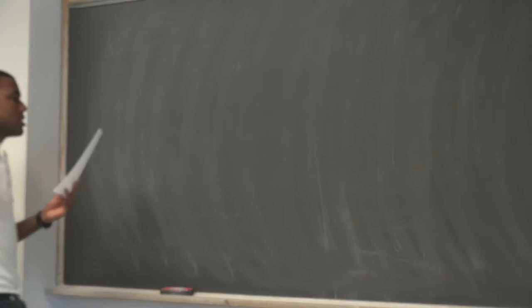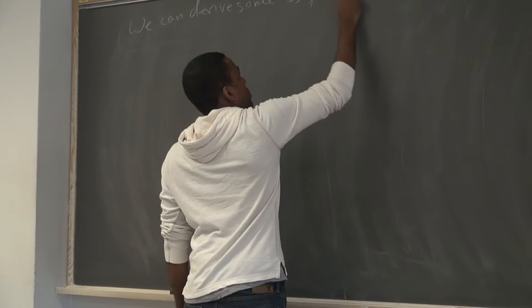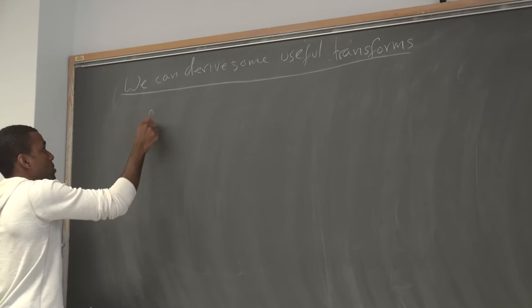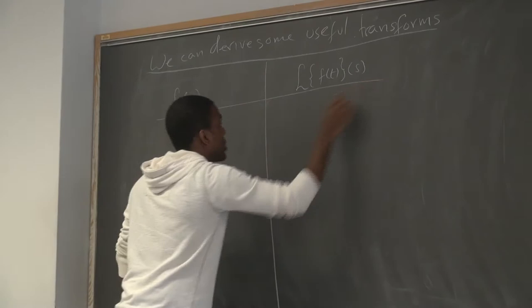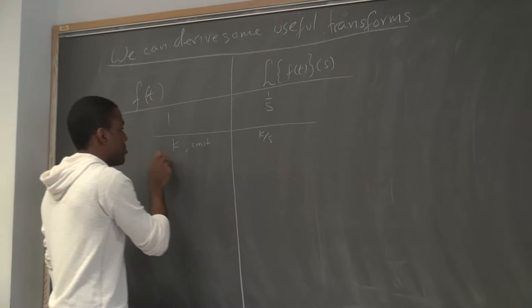We can derive some useful transforms. And usually on a final they'll tell you these. So like in an exam I'll also tell you them. They're saying if this is your function, this is what its Laplace transform would look like. So they went through these calculations and they derived it for a bunch of things. If you have the function 1, they say it's 1 over s. If you have a constant, k over s. If you have an exponential, where is that? It's 1 over s minus a.